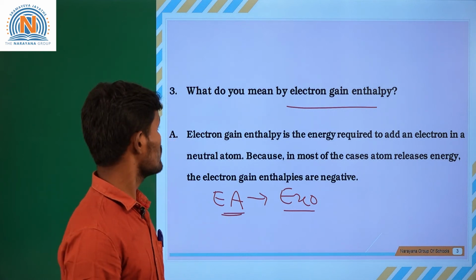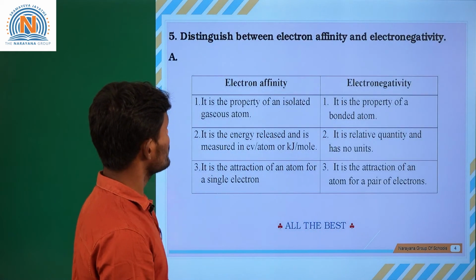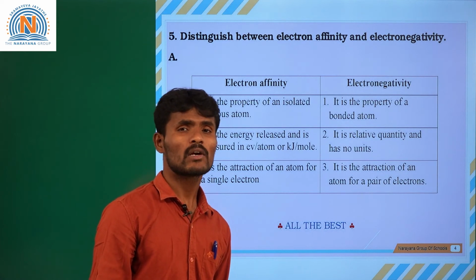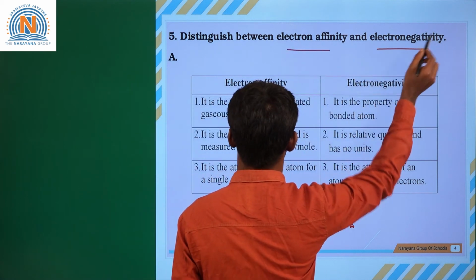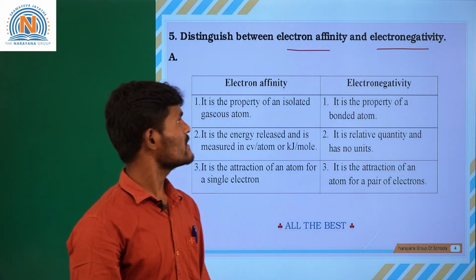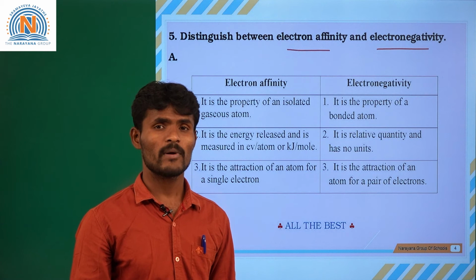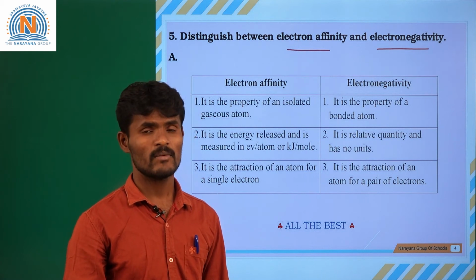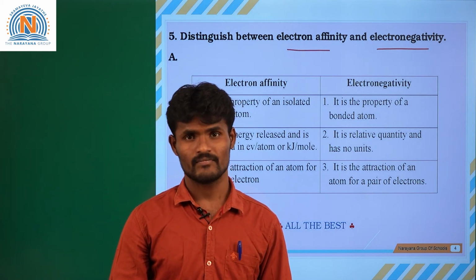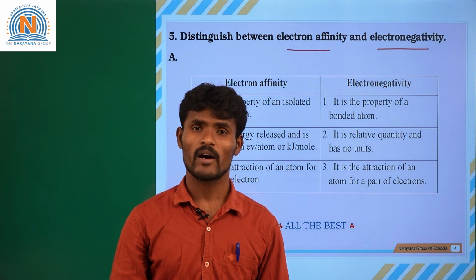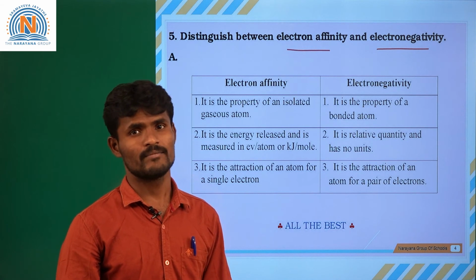Next, fourth question. Distinguish between electron affinity and electronegativity. Electron affinity is the property of an isolated neutral gaseous atom, whereas electronegativity is about the bonded atom. Electronegativity tells about bonded atoms, whereas electron affinity tells about the isolated gaseous atom.